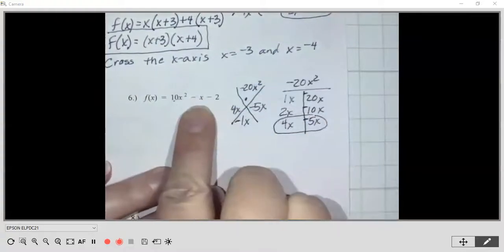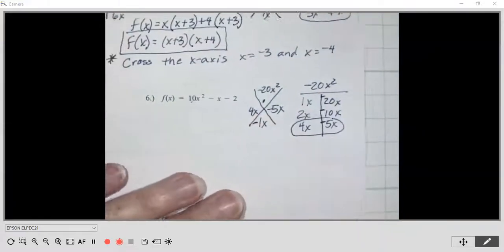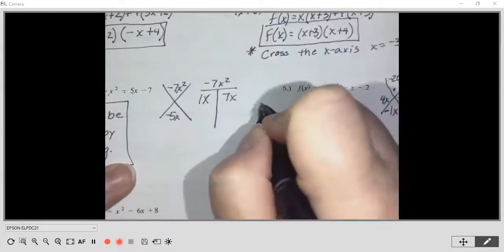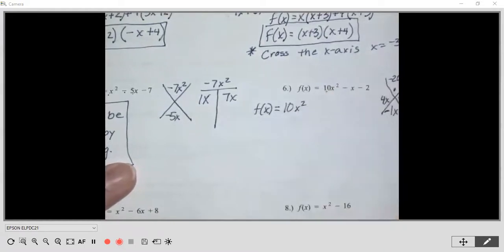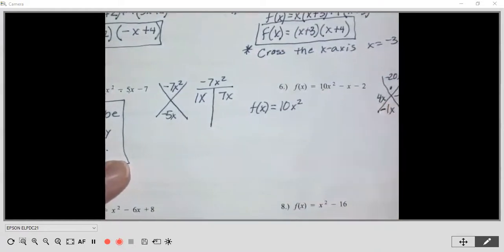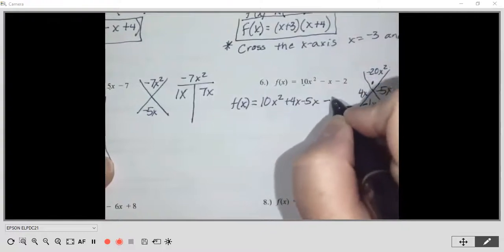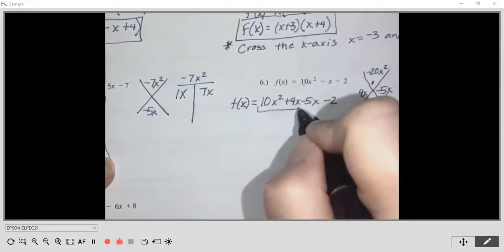Then we'll rewrite our trinomial, substituting that middle term, the minus x, with 4x minus 5x. So let's do that. f of x equals 10x squared plus 4x minus 5x, and then bring down the minus 2. Then we'll factor by grouping here.